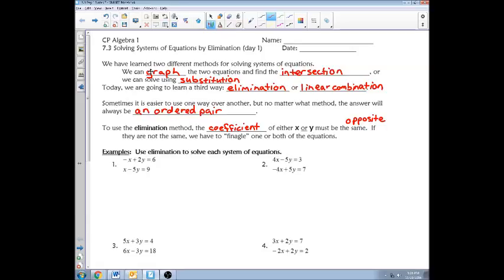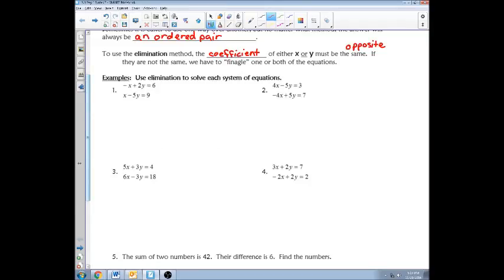So let's go ahead and look at example 1. You'll see what I'm talking about in one second. Use elimination to solve each system of equations. What you're really doing here is adding these two lines together. If I add these two lines together, I would get a third line, but when I'm adding them together, I want to get rid of one of my two variables. So right now I have a negative x plus a positive x. That will get rid of my x's. Don't scratch those out right now. Just realize that they're going to cancel out.